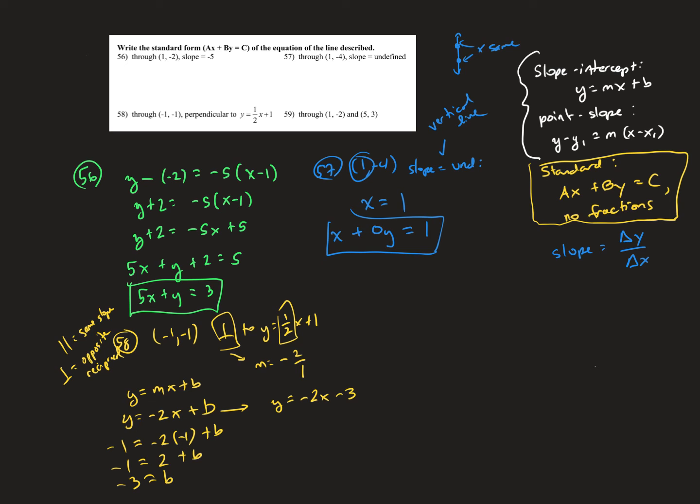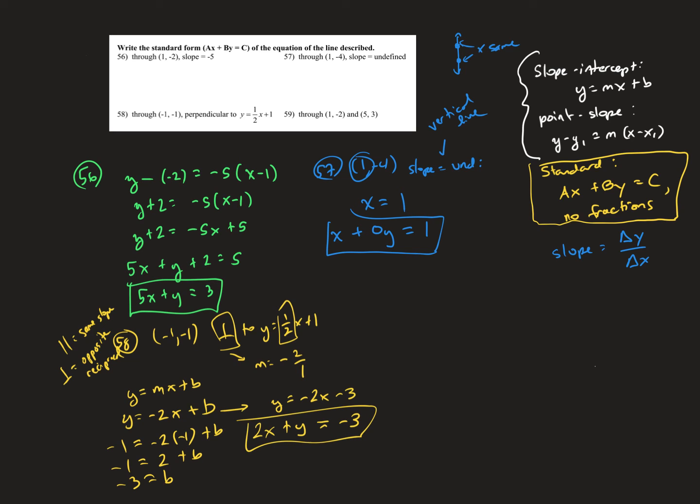Now, we were asked to get it in standard form, so the x and the y had to be on the same side. So I'm going to add 2x to both sides. Constant terms all have to be on the other side. It's already that way. And no fractions, and there aren't any.